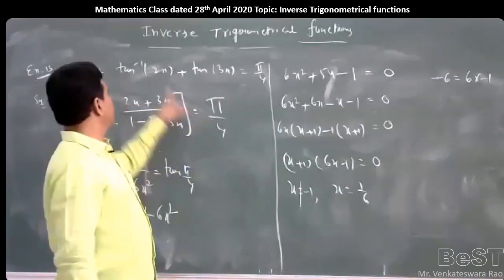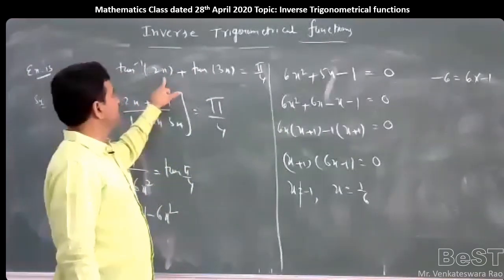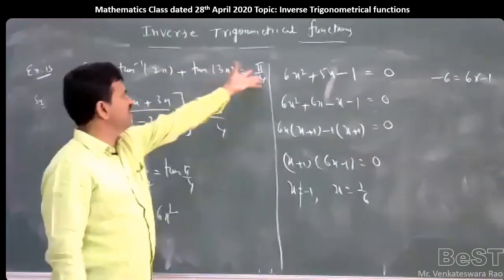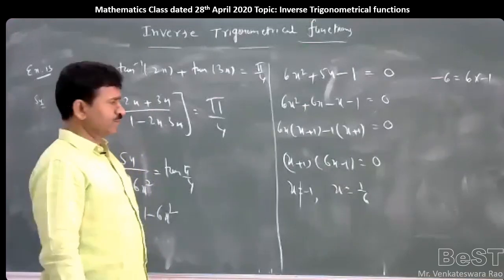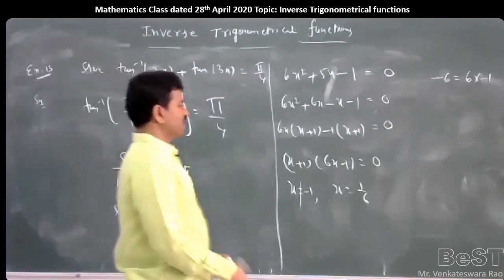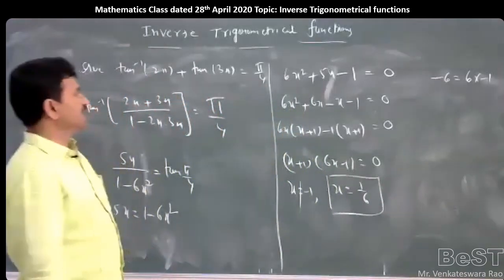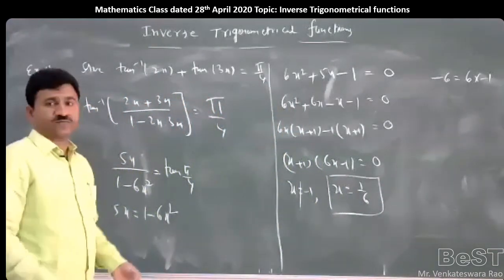See the x is equal to 1 by 6. 2 by 6 it is 1 by 3, 1 by 2. Tan inverse of 1 by 2 plus tan inverse of 1 by 3 value definitely pi by 4 it is. So the solution, our required answer is x is equal to 1 by 6.